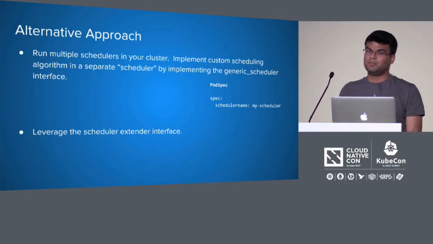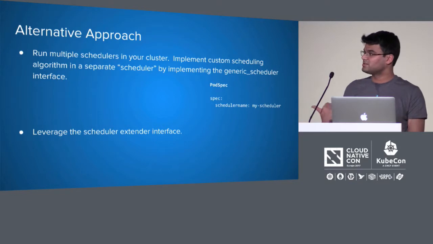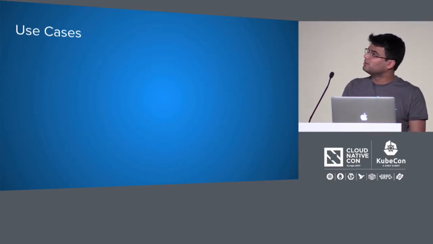or you can use the extender interface. Kubernetes scheduler by default provides another pluggable mechanism called the extender interface, and it allows you to define REST endpoints where you can define your predicate and priority functions. But I guess the downside of this is performance in some cases, like the scheduling time is much greater than what you would expect.